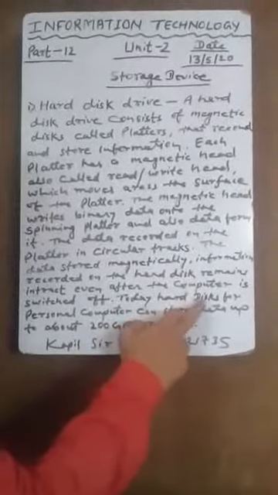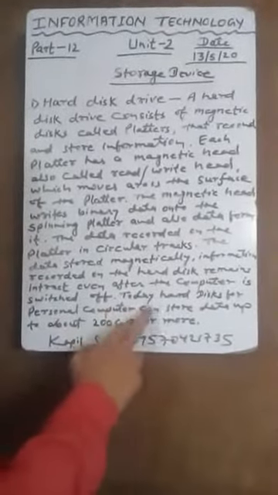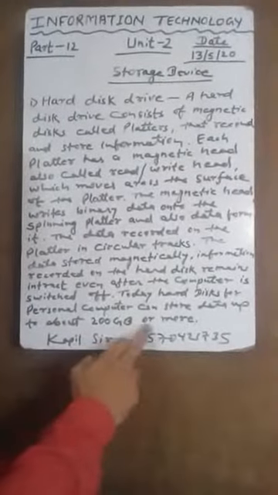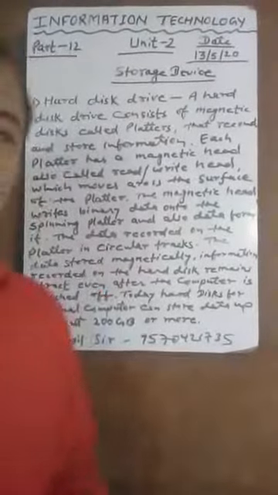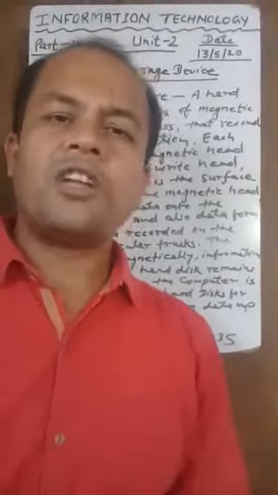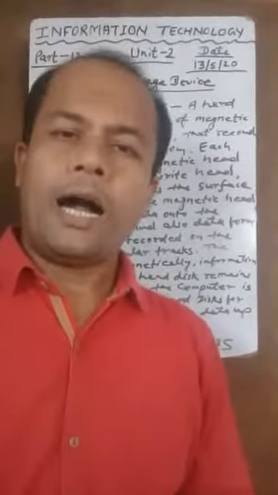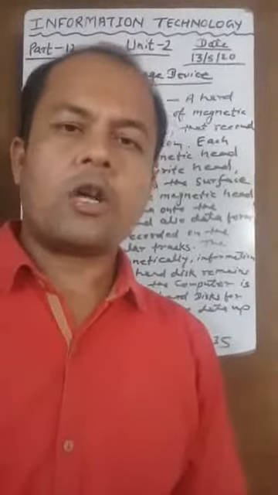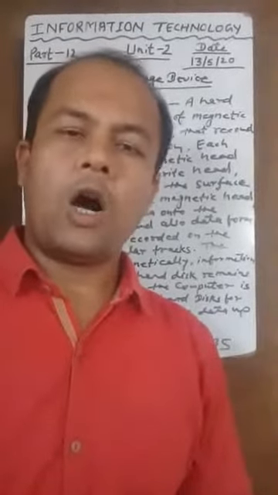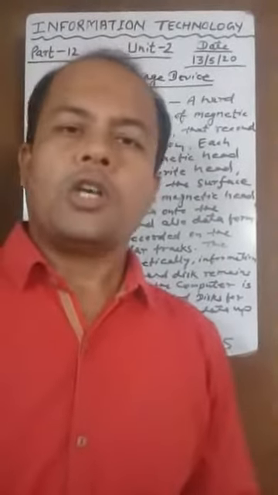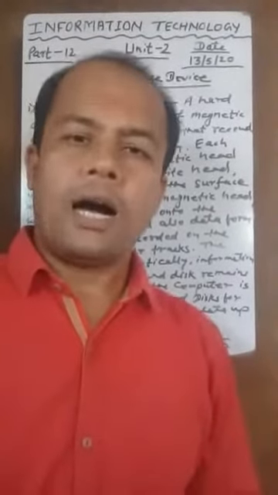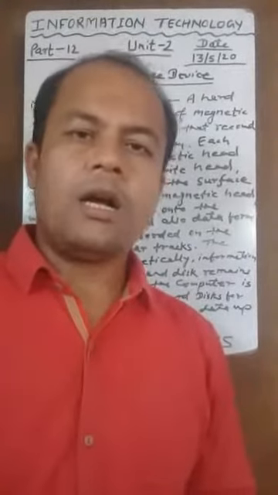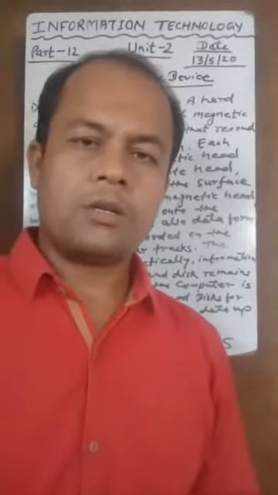Today hard disks for personal computers can store data up to about 200 GB or more. In our personal computers we use hard disks for personal use, to store data up to 200 GB or more. We can store a lot of data in hard disks. This is our hard disk, and this is the definition of our hard disk.